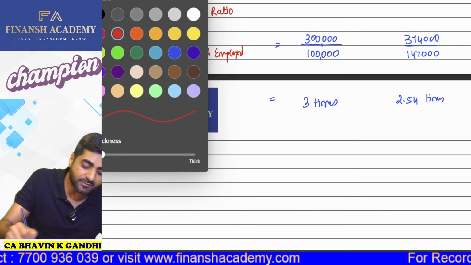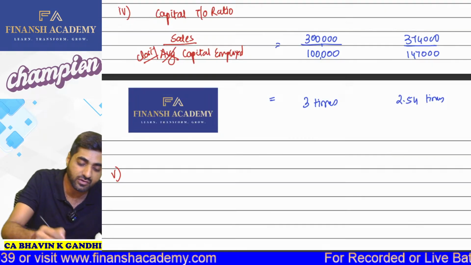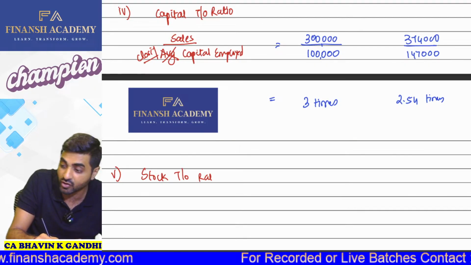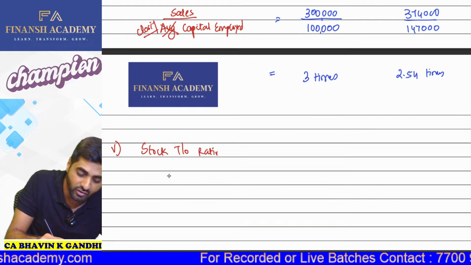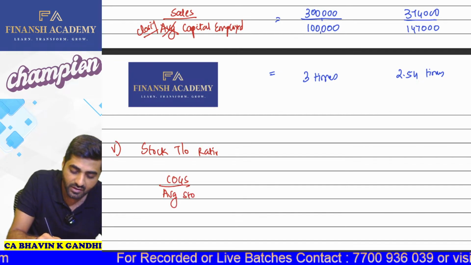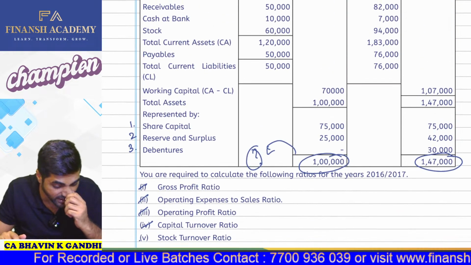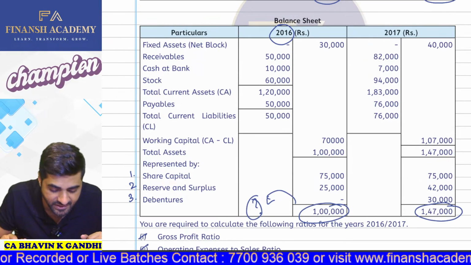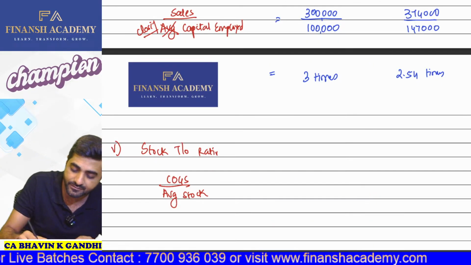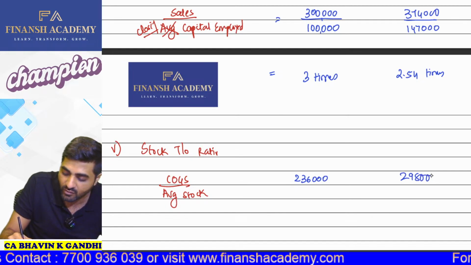Then, my dear students, we have the fifth ratio, which is your stock turnover ratio. As you all know, the formula for stock turnover ratio is nothing but your COGS divided by average stock. So do we have your COGS available? Yes, sir. What's the COGS? We have the COGS of 2,36,000 and 2,98,000.